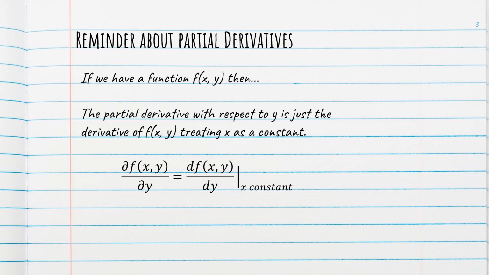Similarly, if we have a function f which depends on x and y, then the partial derivative with respect to y is just the derivative of f treating x as a constant. So for both of these partial derivatives, the basic idea is that we want to understand how our function f changes with just one of its arguments. And in order to capture that, we're going to treat the other variable as a constant.